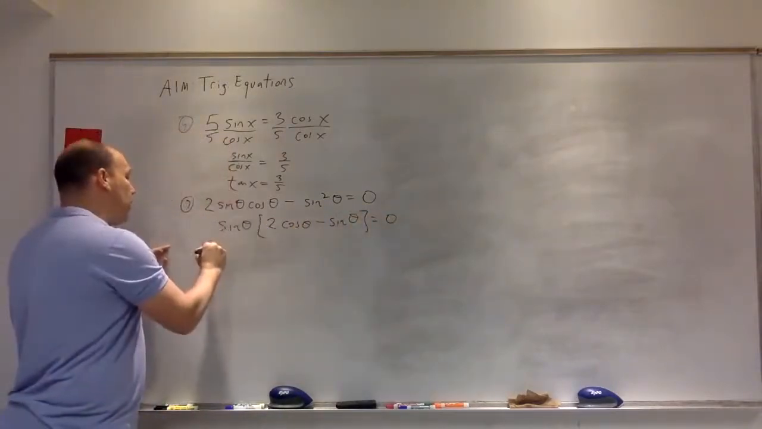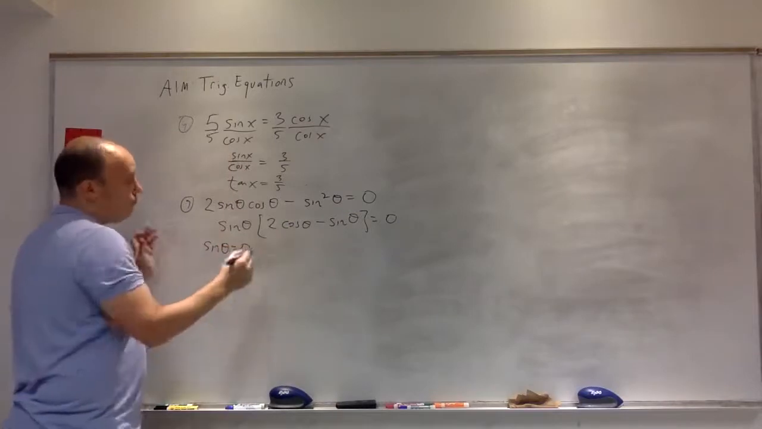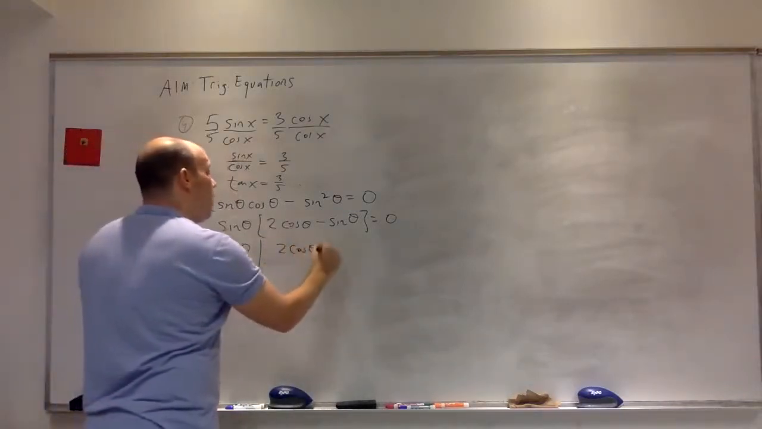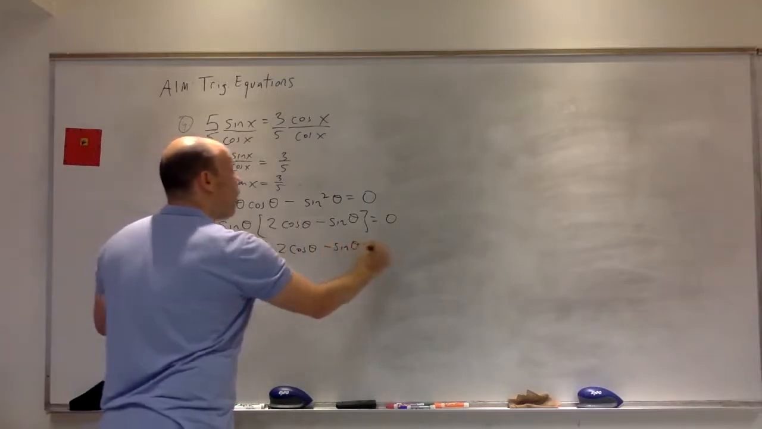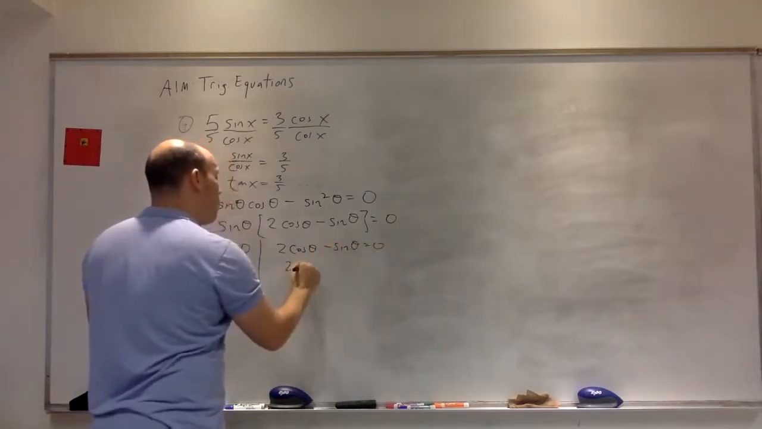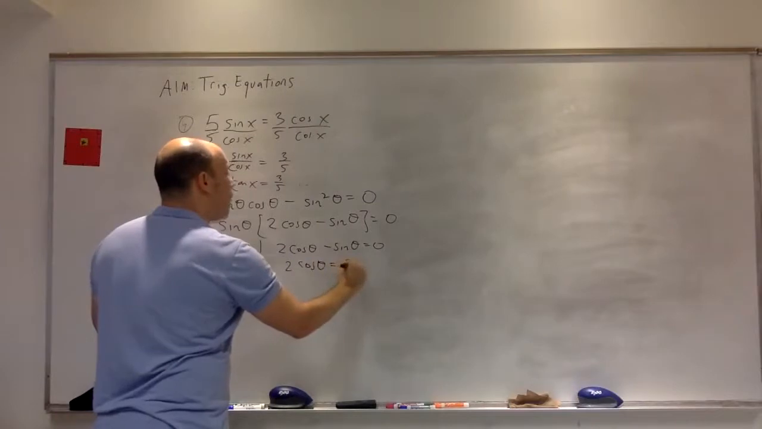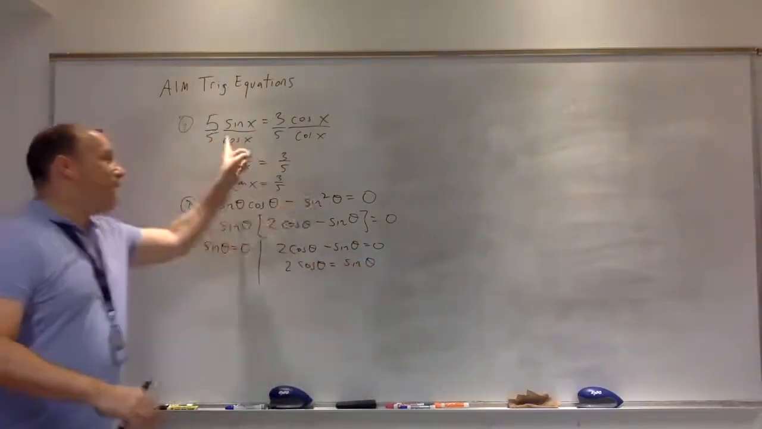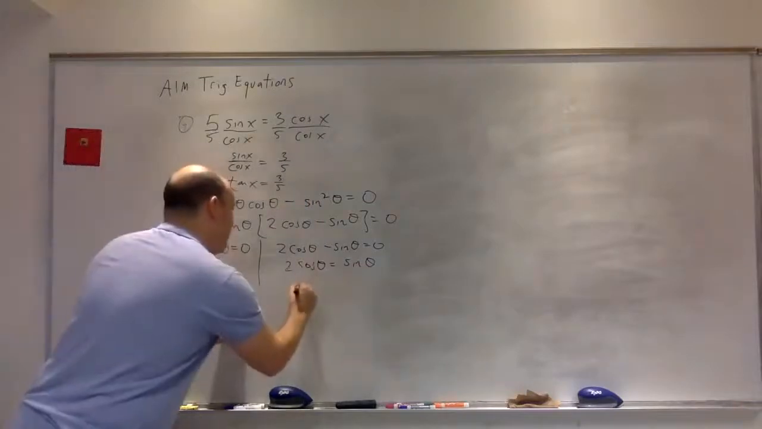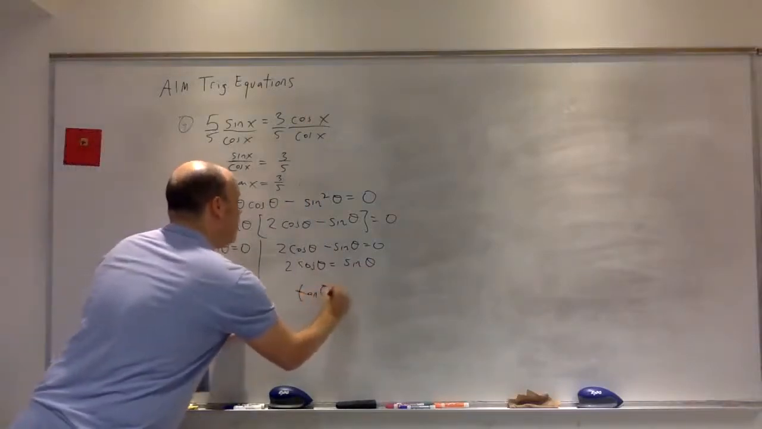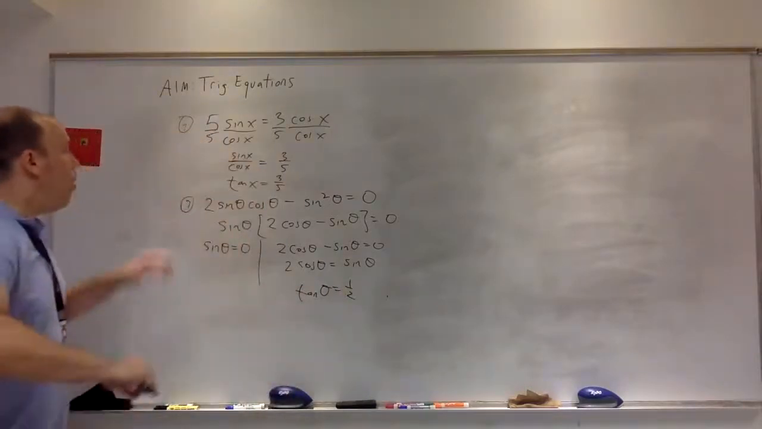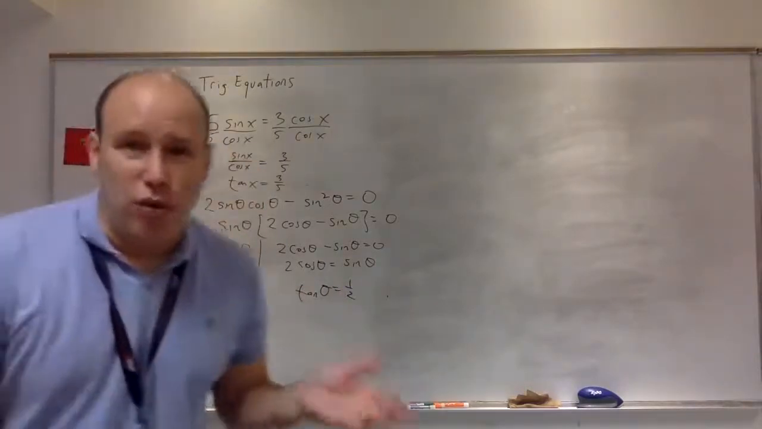Okay, well, sine of theta equals 0. That's one thing. The next thing we have is 2 cosine theta minus sine theta equals 0, and we have 2 cosine theta equals sine theta. And you say, you know what, it's that tangent thing. So we have tangent of theta equals a half. That's the idea. What other things do I want to talk about with this unit?